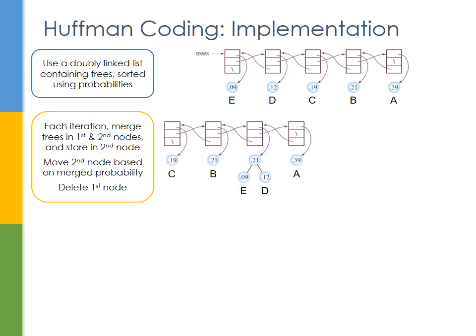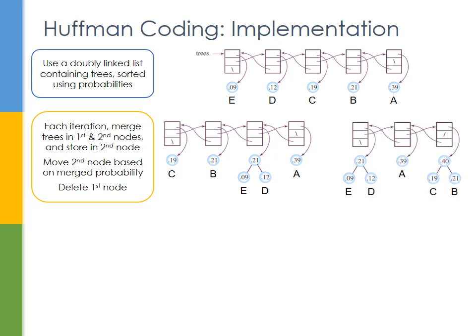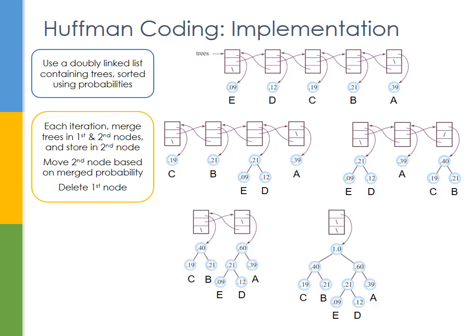So here we have the first merge that has been performed. We have now merged the trees for symbol E and symbol D together into a single tree, and we have placed it into the correct location within our doubly linked list. This is then the second merge that we perform, the third merge, and finally we end up with a single node in our linked list that contains the complete tree.